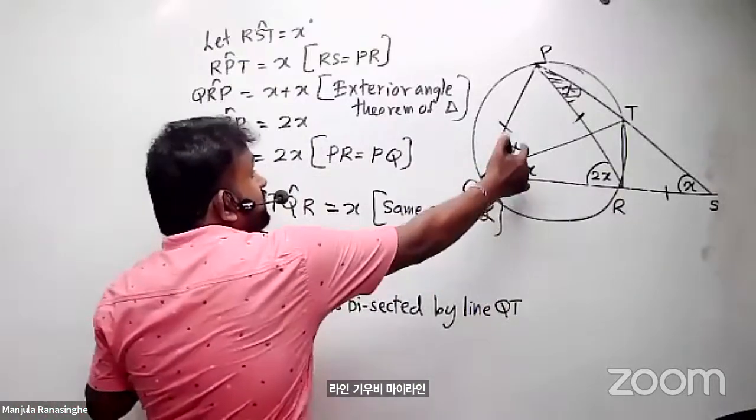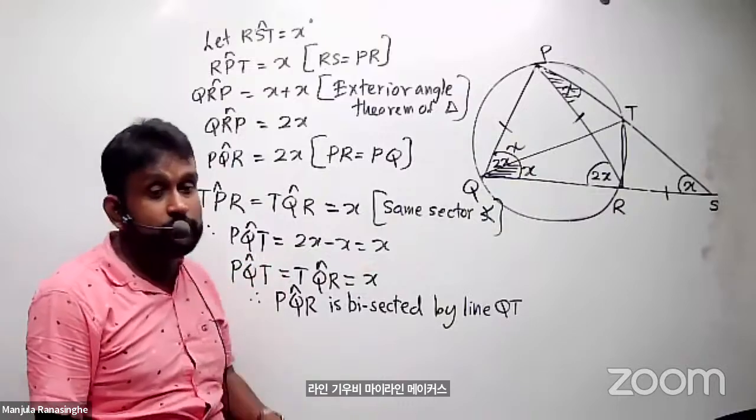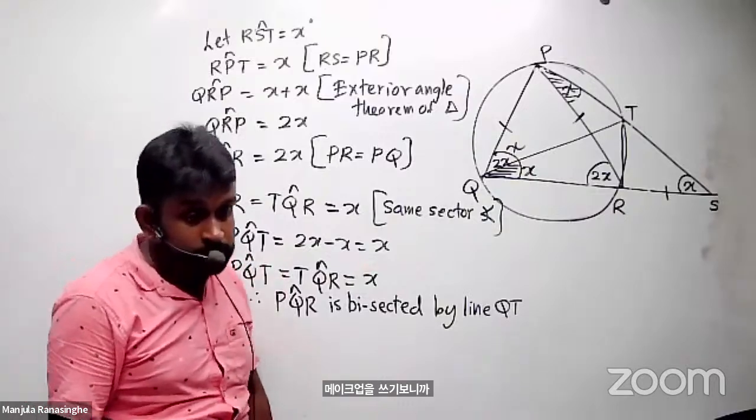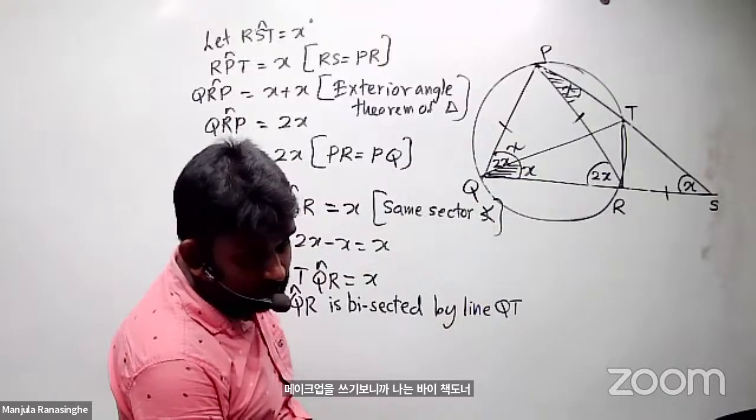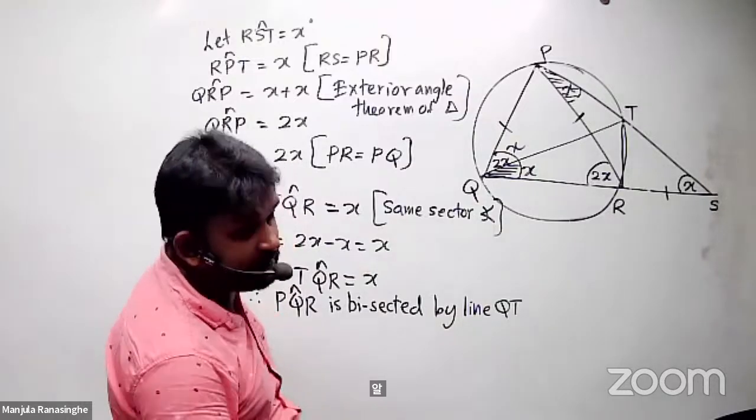If they ask you to show that it bisects, show that the angles are equal. That is done. Then show that PT equal TR.